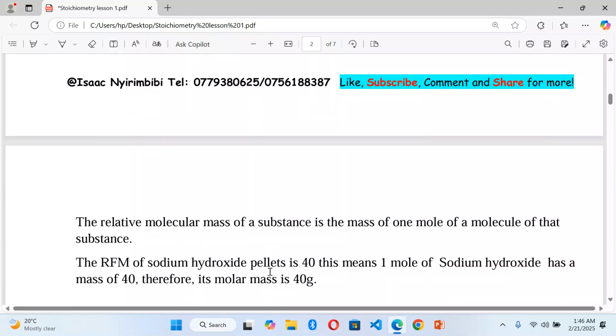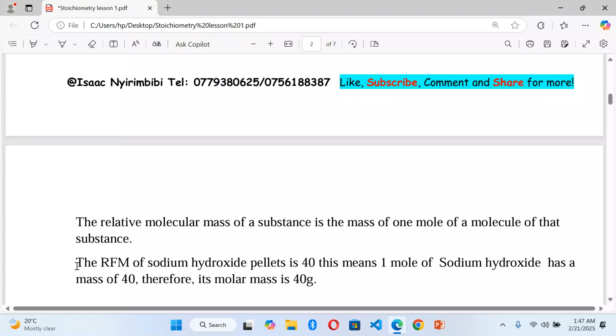Okay, let's see. We're saying that the relative molecular mass of a substance is the mass of 1 mole of a molecule of that substance. So 1 mole of a substance is equal to its relative molecular mass. When you have calculated the molecular mass of a given substance, then you know what 1 mole weighs in terms of mass. We are going to see that as we continue to dive into the relative molecular mass.